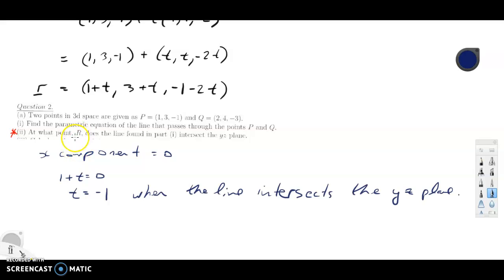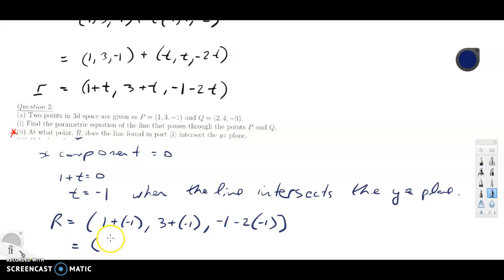So all we need to do then is complete to get the point. Then the point is capital R there. So R is going to be equal to 1 plus t, but t, remember, is minus 1, comma 3 plus minus 1, comma minus 1 minus 2 times minus 1. So we're just subbing in minus 1 wherever t was.